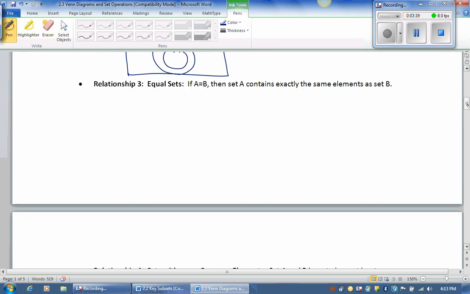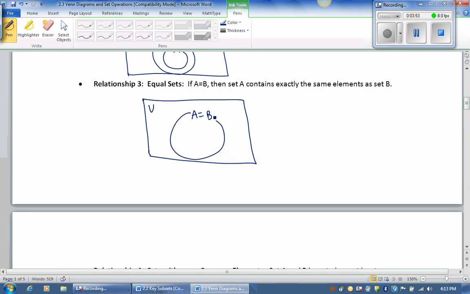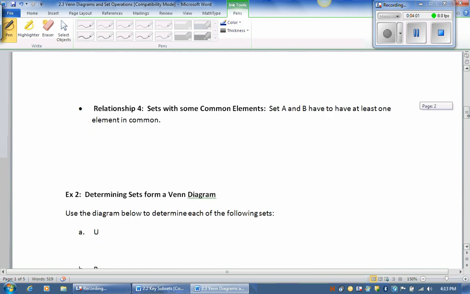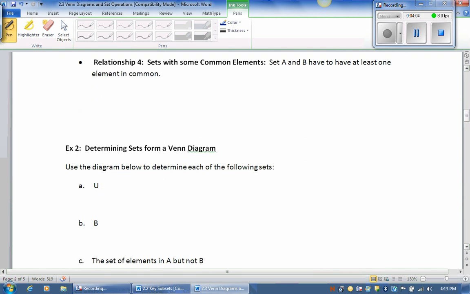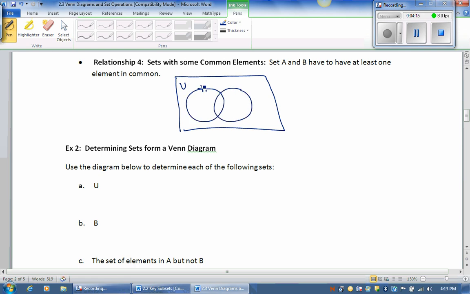Relationship 3 is our equal sets. If A is equal to B, then set A contains exactly the same elements as set B. So what that might look like. You've got your universal set, and we can say A is equal to B. Okay, so they share everything exactly the same. The fourth and final relationship are going to be sets with some common elements. Set A and set B have at least one element in common. And that's where we get our typical view of that Venn diagram that we're used to seeing, right? They kind of had that shared region, and the elements that they share sit right in here.